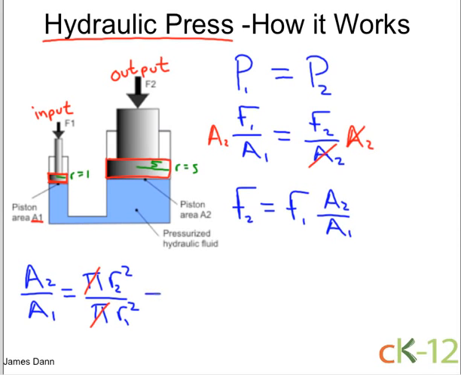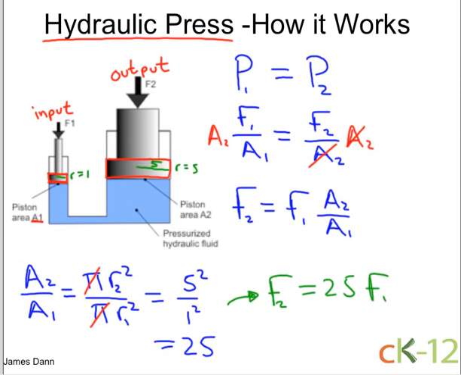And if we plug in those numbers, we said that the second piston radius was 5 times larger. So we get 5 squared over 1 squared. Well, that's just equal to 25. So under these circumstances, for the numbers I just gave, we would get that the output force, F2, is equal to 25 times the input force, F1. So you multiply your force by 25. Not a bad deal. Now, are we getting a free lunch here?